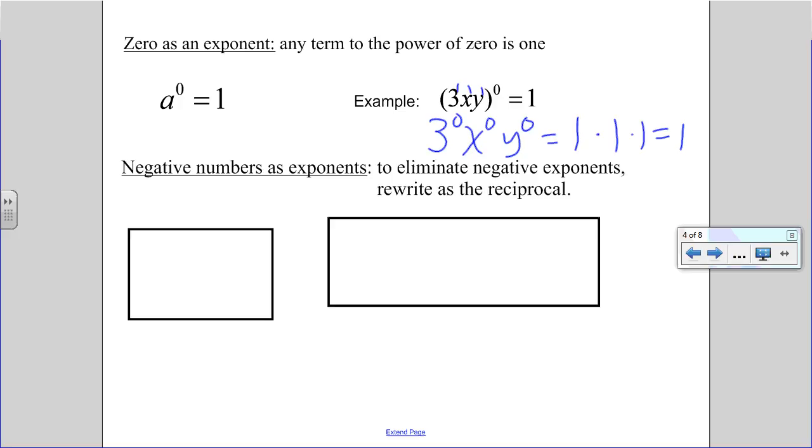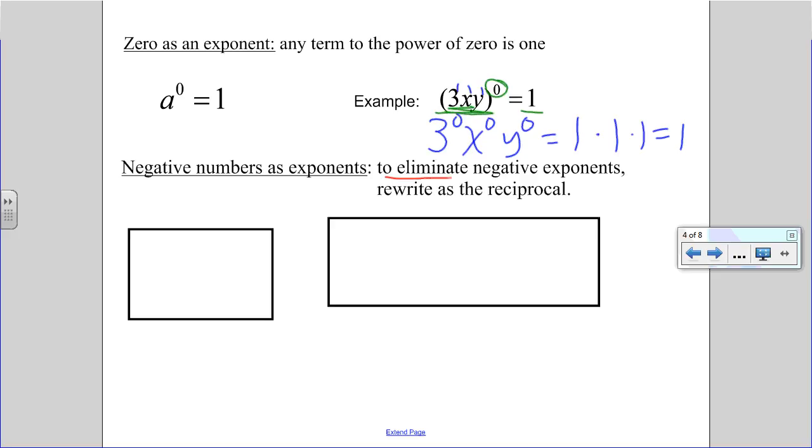I like the sophistication of recognizing that this quantity, no matter what's inside of here, if the outside exponent is 0, then it has to equal 1. So if you see that and you automatically go to the 1, bravo. If not, will our rule from Wednesday still work to get us to a 1? Absolutely.